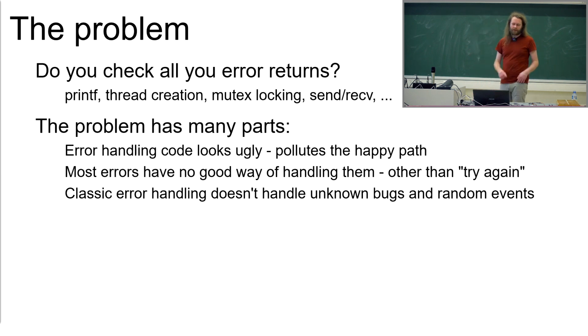And then we have a new thing that we are considering in this course that you probably haven't considered very much before, which is that error handling only handles the things that you look for. So if you have unknown bugs, there is no error return for your algorithm being implemented incorrectly. There is no error return for cosmic rays, even though that would be very convenient, but that's not a thing that exists.